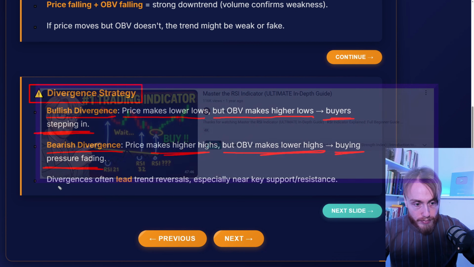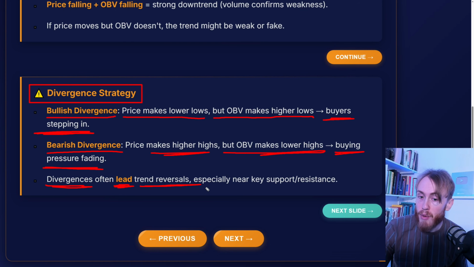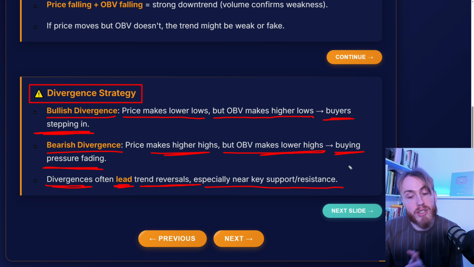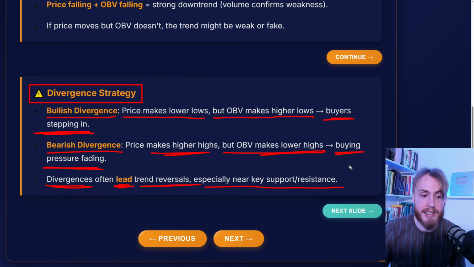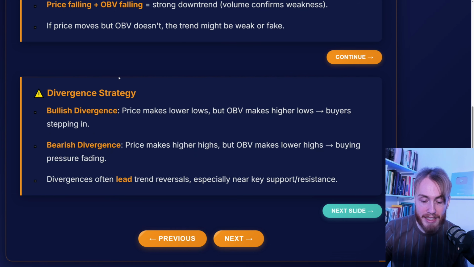But here, divergences often lead to trend reversals, especially when they are near a key support or resistance level. And this leads to the signal we talked about in the intro.